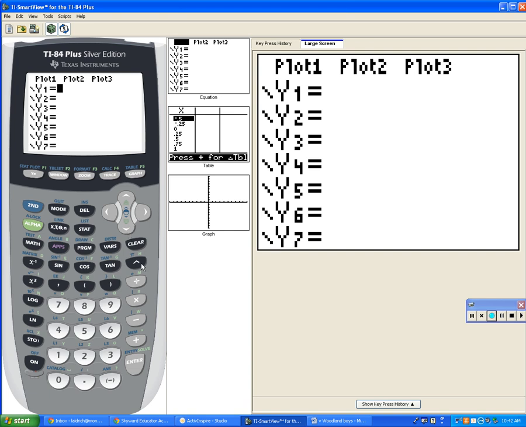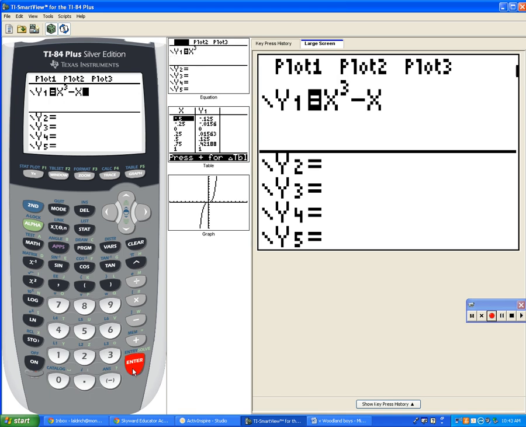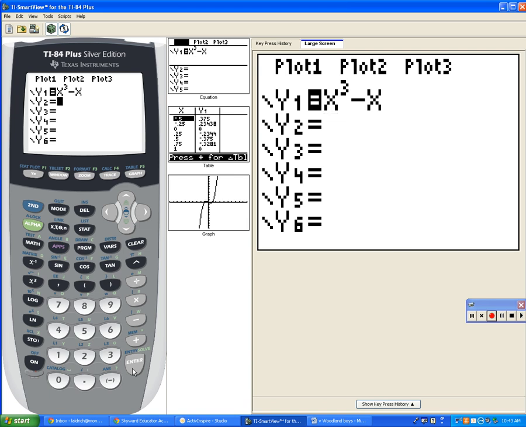Okay, so let's graph the original function. So our original one was x cubed minus x.